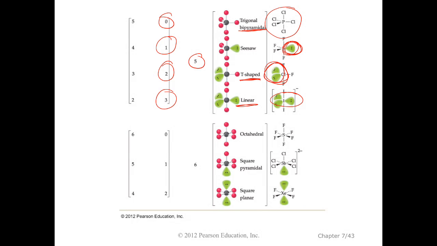And then octahedral is if you have 6 things around a center, no lone pair. And then with 1 lone pair, you have the square pyramid, and then it goes to square planar if you have 2 lone pairs.